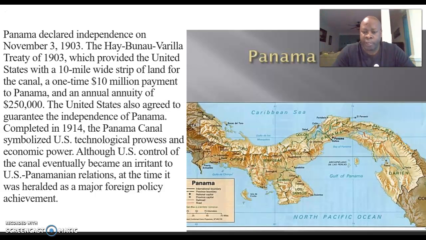The U.S. picked up where the French had left off and continued the building of the Panama Canal. In turn, the U.S. would pay Panama an annual annuity of $250,000 a year. The canal was completed in 1914 and was in full control of the U.S. during this time.